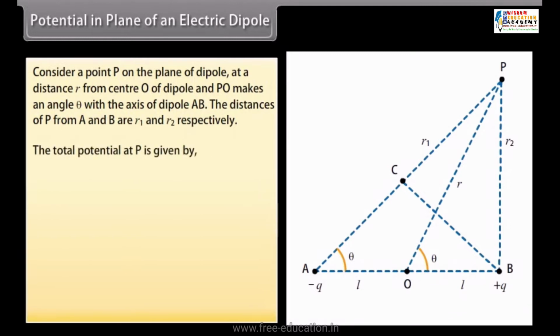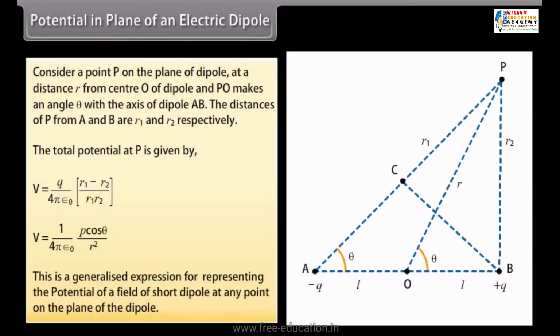The total potential at P is given by V equals q upon 4 pi epsilon naught multiplied by (R1 minus R2) upon R1 R2, which is equal to 1 upon 4 pi epsilon naught multiplied by p cos theta upon R square. This is a generalized expression for representing the potential of the field of a short dipole at any point on the plane of the dipole.